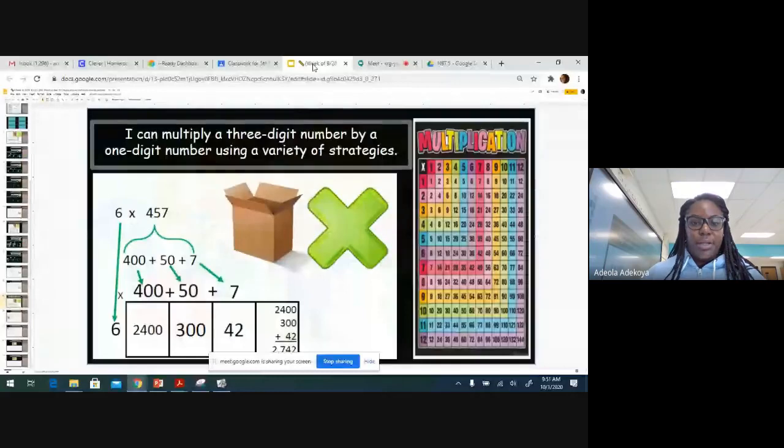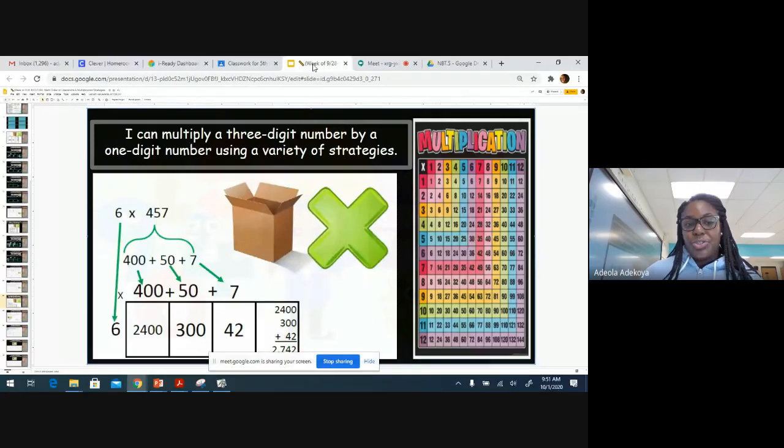All right, class. So we have been working on multiplication using multiple strategies, but the strategy we've mainly been focusing on is the box method. We worked on multiplying 2-digit by 1-digit numbers and then 2-digit by 2-digit numbers. Today, our focus is on 2-digit by 3-digit numbers.